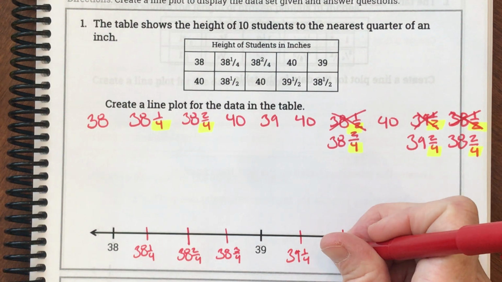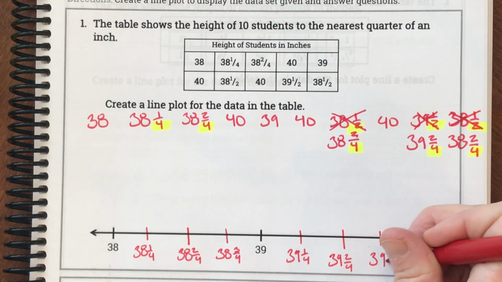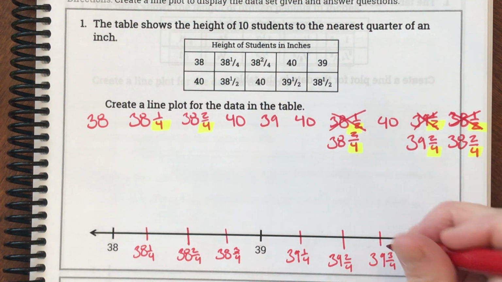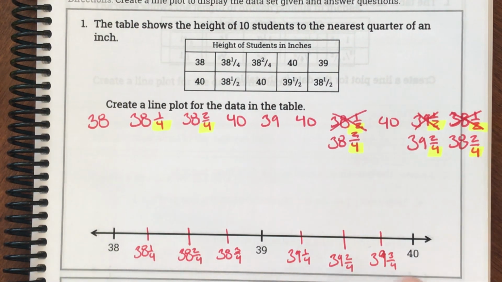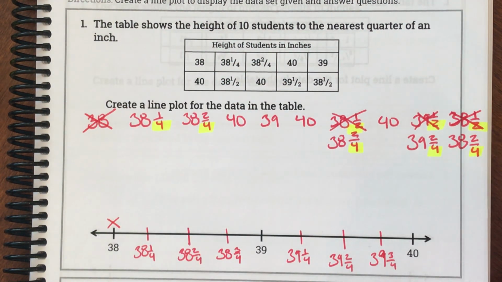39 and 1/4, 39 and 2/4, 39 and 3/4. Okay, so I have my line plot made. Now I'm ready to go. This is why I don't really need them least to greatest, because I'm just going to cross them off as I plot them. So the 38 is going to go there.